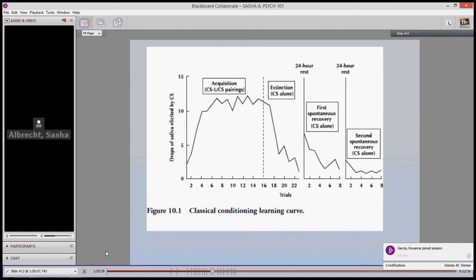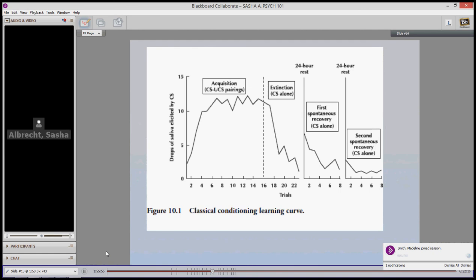So yeah, extinction is when you just give the conditioned stimulus, or the CS, and so the behavior decreases because the dogs are like, wait, you're not giving me food, I'm not going to drool, you're just ringing a bell at me. So they learn to stop responding.